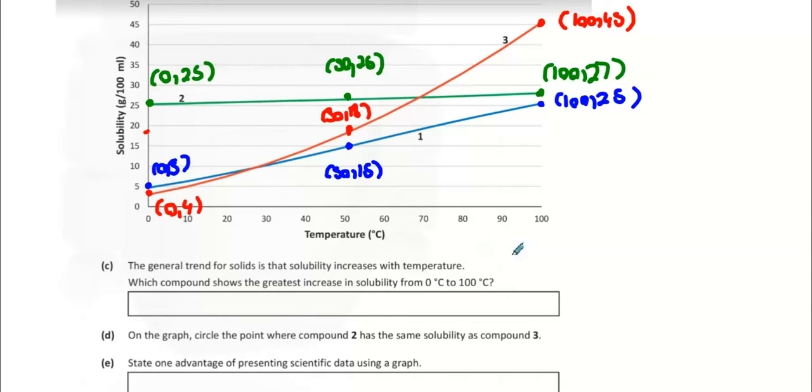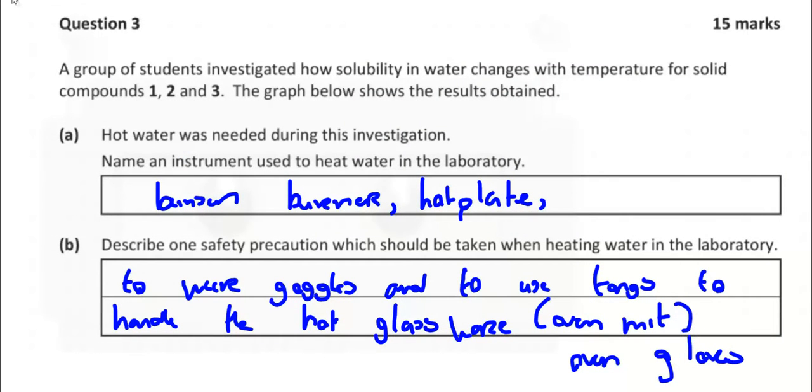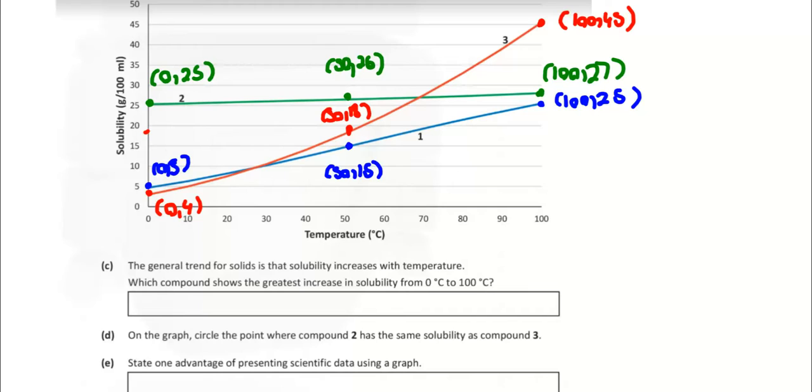Which compound shows the greatest increase in solubility from 0 to 100 degrees? Well, it's safe to say that's the red line. And which compound is the red line is what we should probably figure out. One second. Pause this. Compounds are in the diagram, so it's compound 3 or salt 3. You can dissolve 45 grams of compound 3 in 100 milliliters of water when it's at 100 degrees. You can dissolve 18 grams of compound 3 at 50 degrees in 100 milliliters of water.